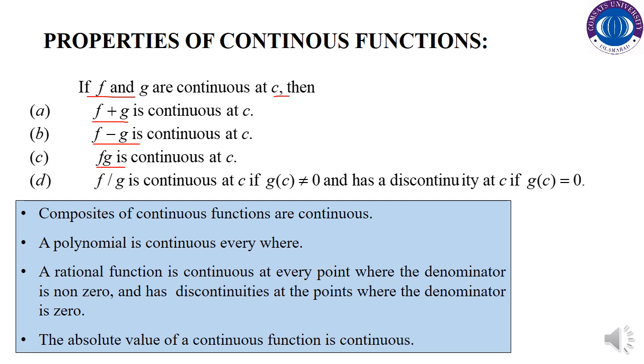यानी आपके पास दो फंक्शंस हैं f एंड g, दोनों continuous हैं किसी पॉइंट c पे, तो sum of these functions, difference of these functions and product of these functions will also be continuous at point c. And what about its quotient? f divided by g is continuous at c if g of c is not equal to 0.